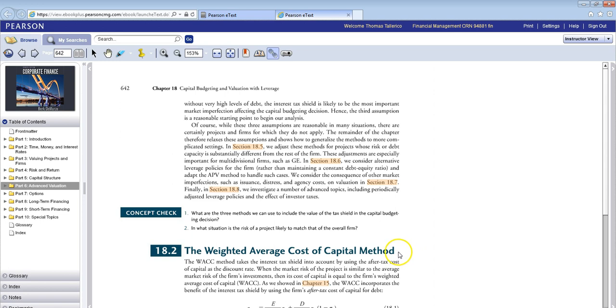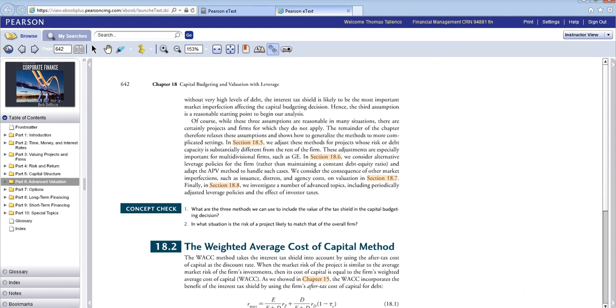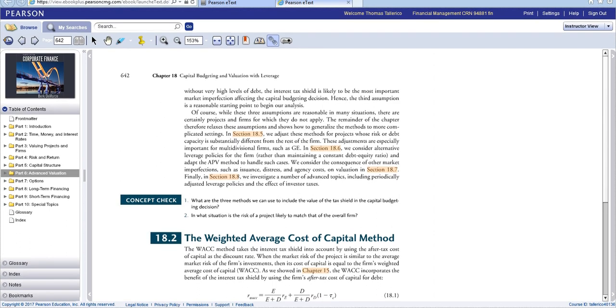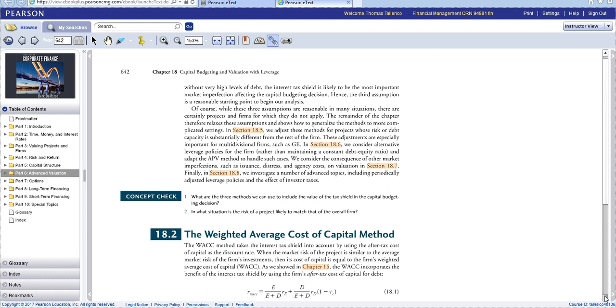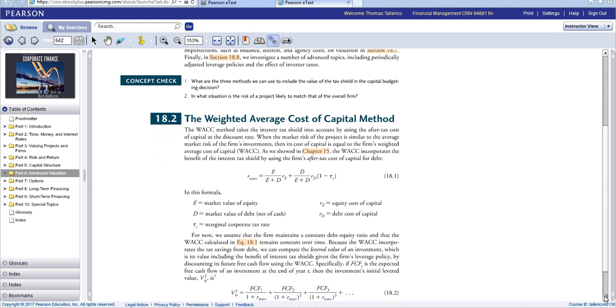The next one we're going to do is called the adjusted present value method, which will come directly after this. And then we're going to do the flow to equity method. The important point to remember is that the outcome, the result, will be the same for all 3. And we'll see that tonight. And the imperfection we're going to add tonight will be taxes. All right. So the first one we want to look at is the weighted average cost of capital.